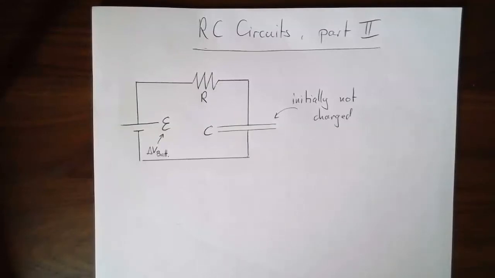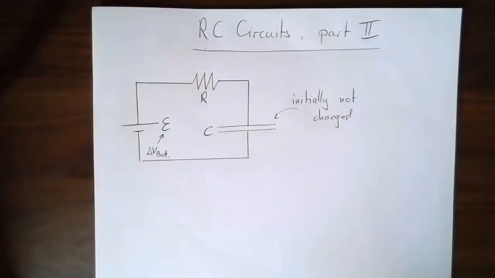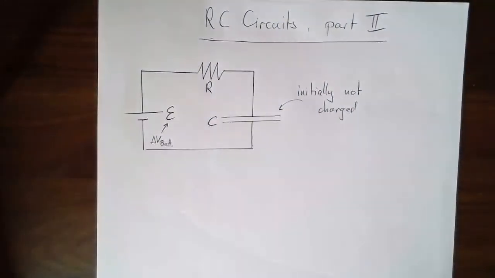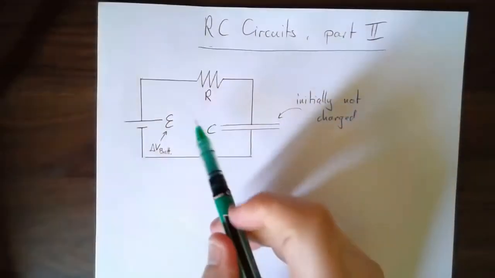And we're back. This is part 2 of the introduction to RC circuits. And in this part we're going to have a slightly more complicated circuit. Instead of just having a capacitor and a resistor, we've now added a battery. I've labeled here the values of each component.